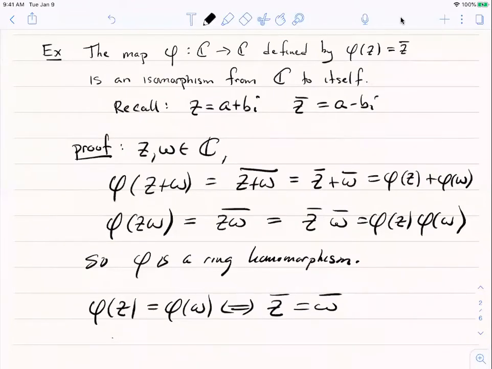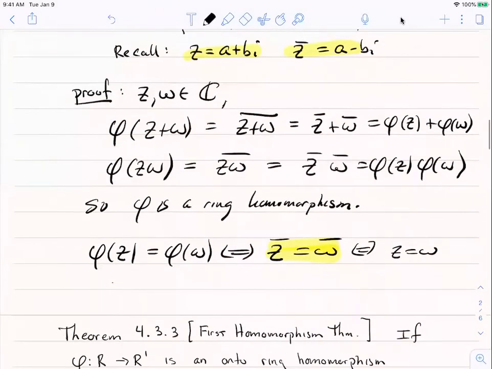is W bar. But by the way you take complex conjugates, when you take a complex conjugate, you just negate the imaginary part. So if Z bar and W bar are the same, then they have the same real part and the same imaginary part. The only way that could work is if Z is equal to W. So phi is 1 to 1.